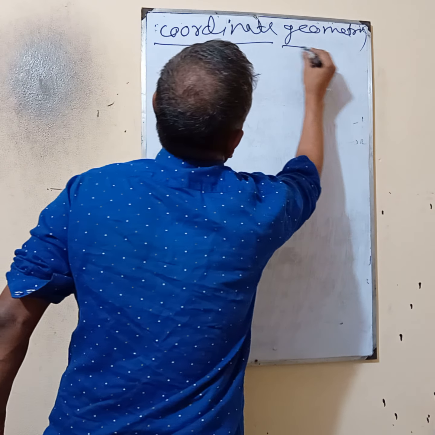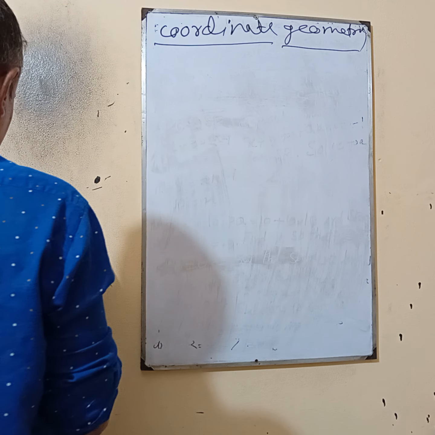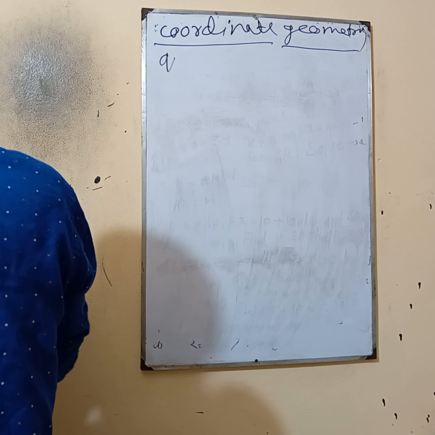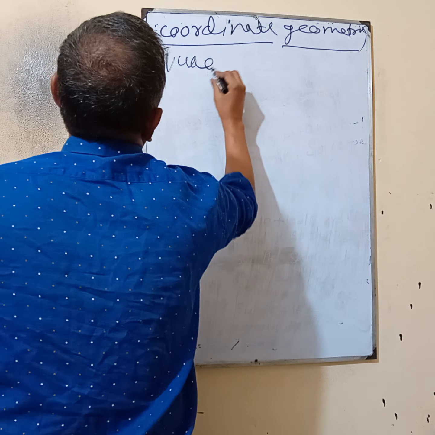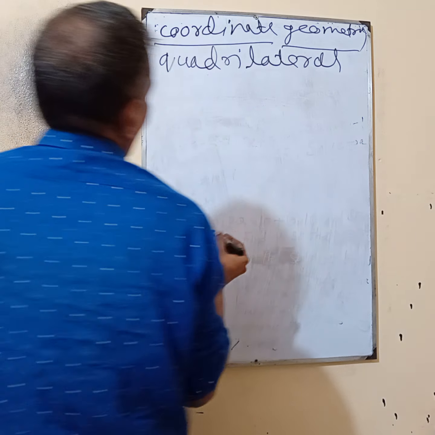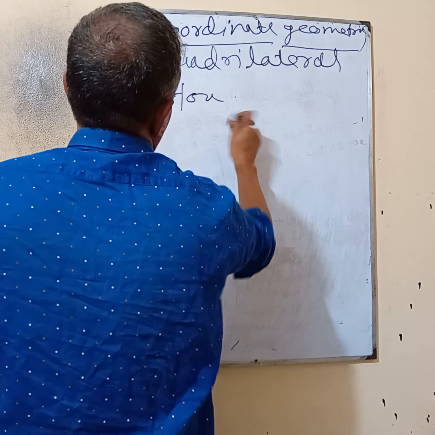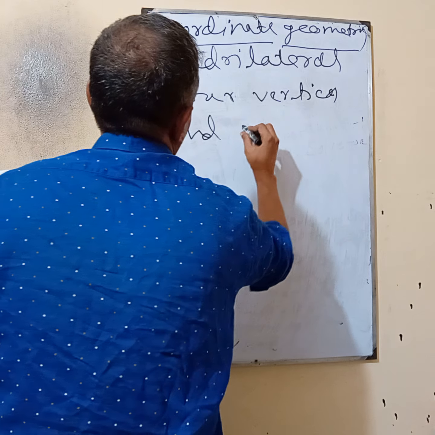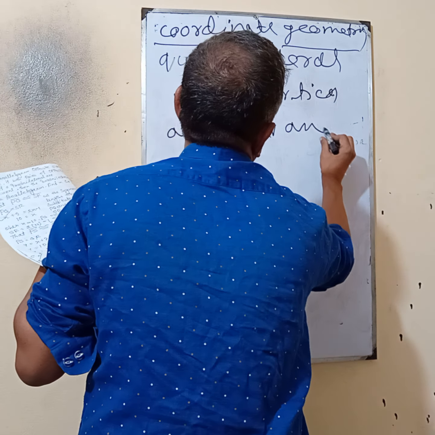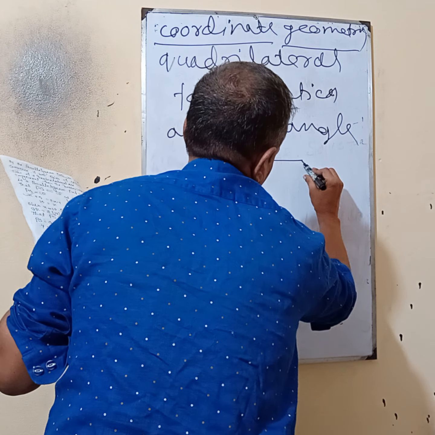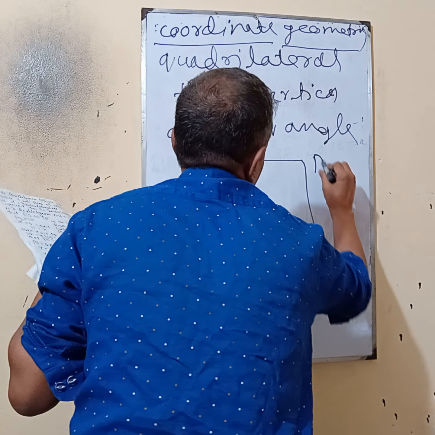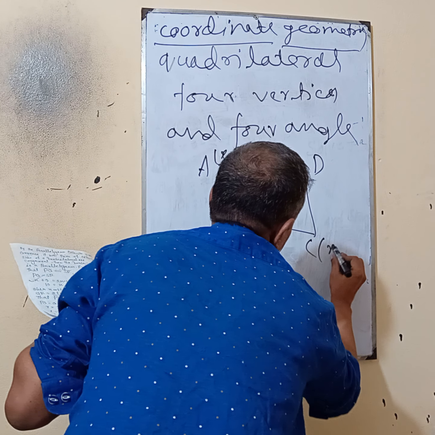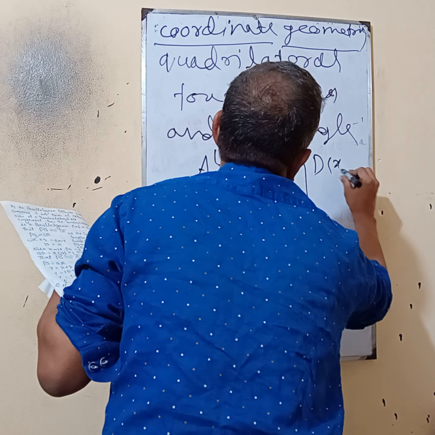Coordinate geometry, quadrilateral. Quadrilateral means four vertices and four angles, such as ABCD, where A is (x1, y1), B is (x2, y2), C is (x3, y3), and D is (x4, y4).